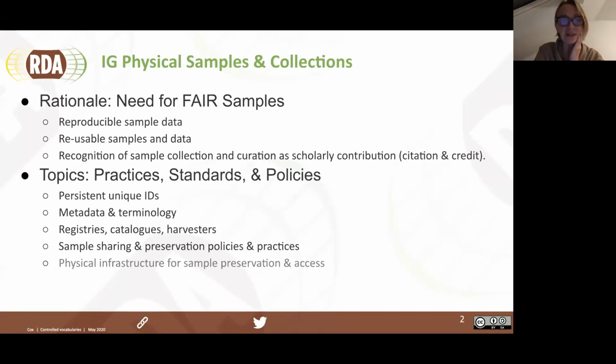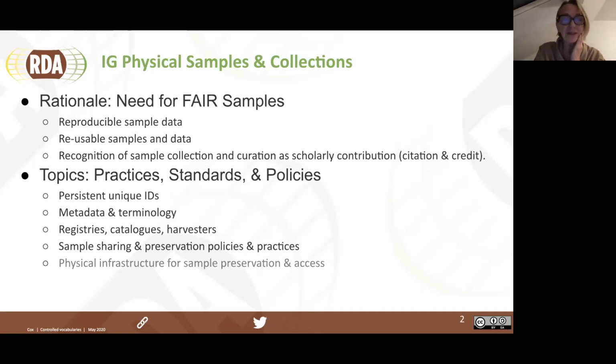And that means that they are described with sufficient metadata, that they can be properly identified, uniquely identified, and so on. And we want to make sure that samples, their collection, their curation, and their analyses are recognized as scholarly contributions and are integrated into the research data ecosystem.